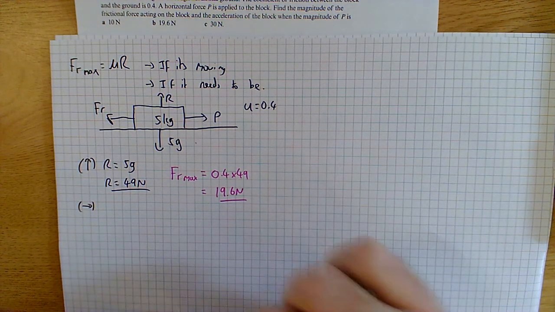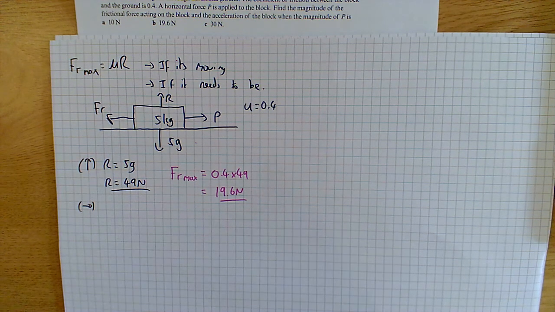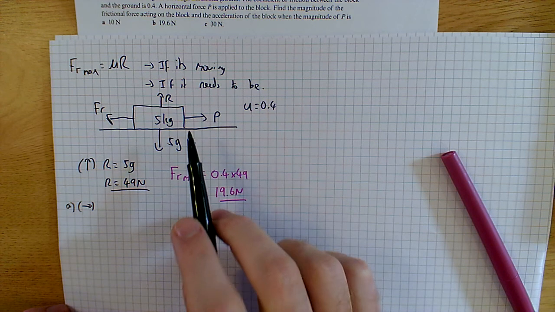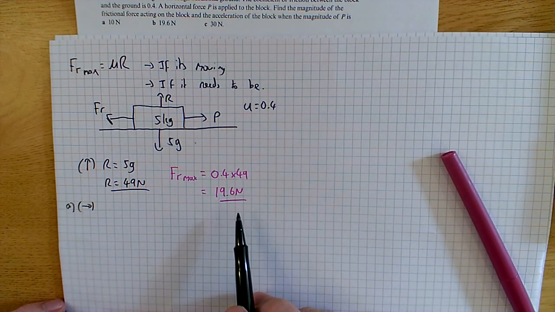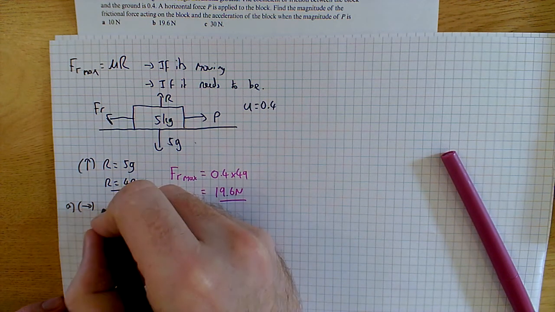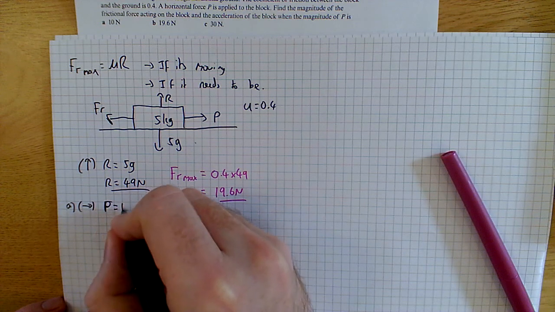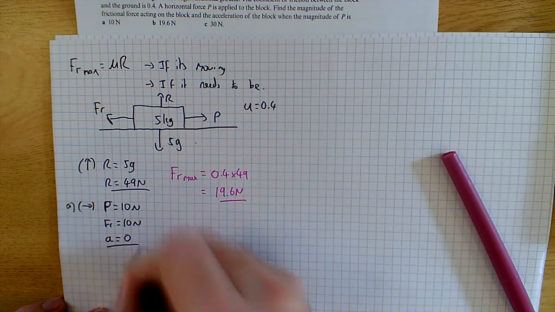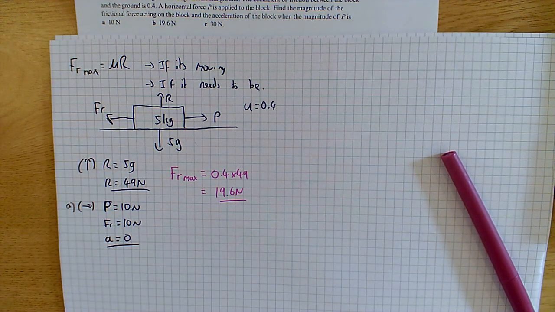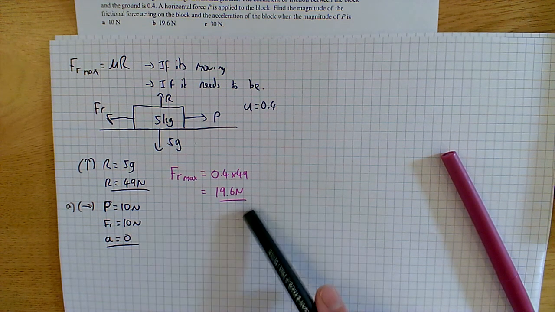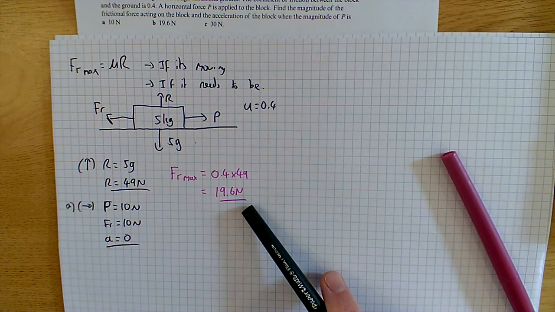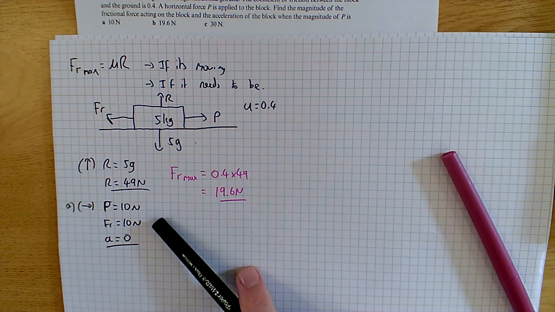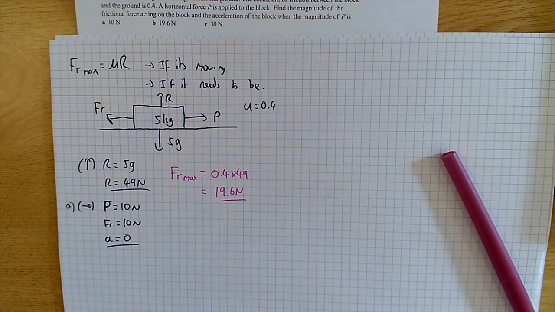So, in part A, P is going to be 10 newtons. If you've got 10 newtons pushing to the right, that is under the amount of friction possible. So when P equals 10, friction will equal 10, and the acceleration will therefore be 0. It will not move, it will be in equilibrium. Again, this is like the small child. Friction can go up to 19.6 if it needs to, but in this case it doesn't, because their force is only 10 newtons. So what friction will do is match that force and prevent any movement.